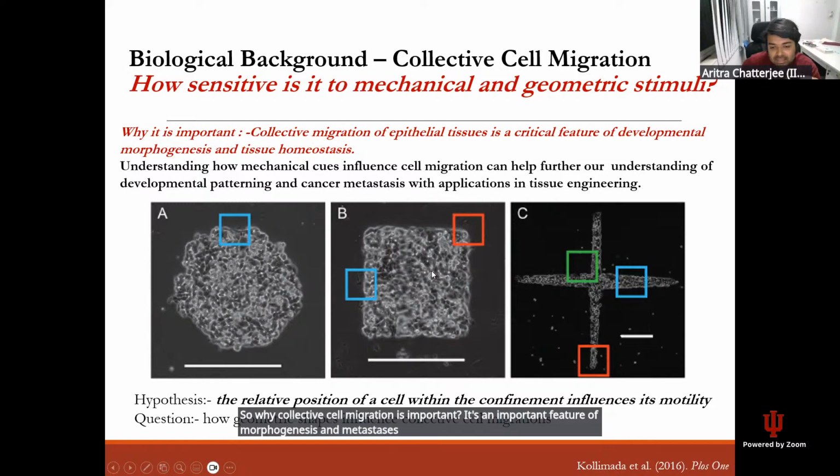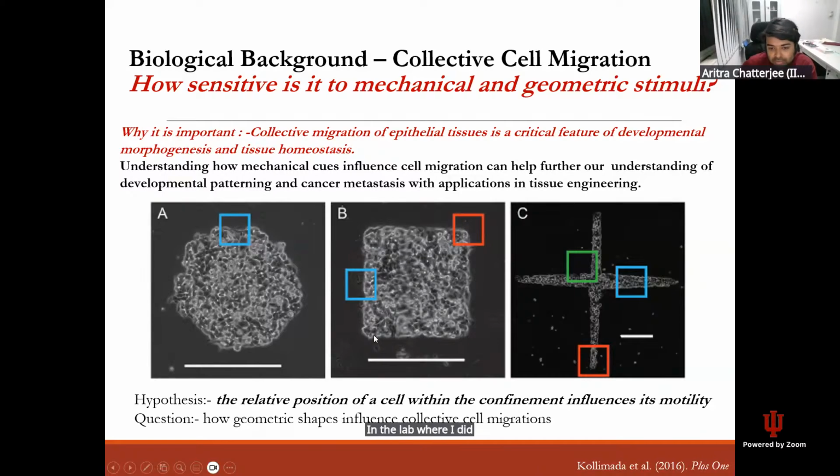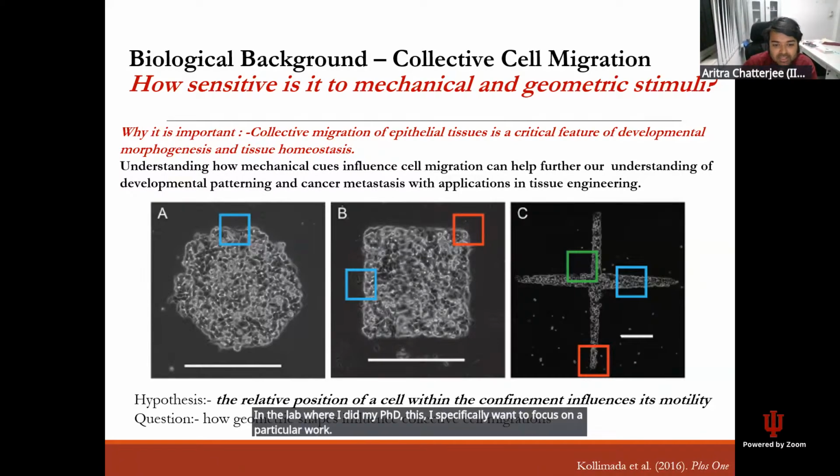And while there is some experimental work that says how geometric or mechanical cues can affect this, these things are underexplored. In the lab where I did my PhD, I specifically want to focus on a particular work which is of interest to me and to model, where you can see we are studying this collective cell migration, where the initial confinement geometry is different. They have very different curvatures.